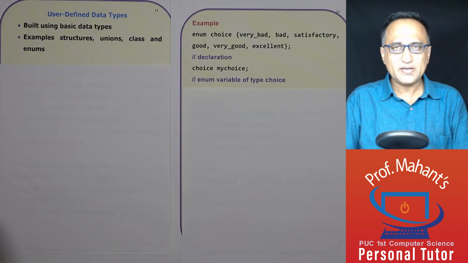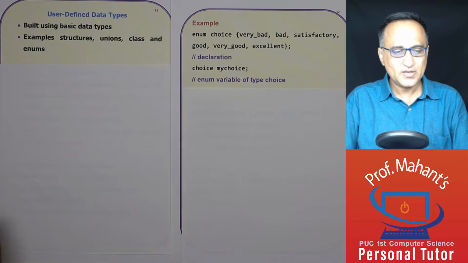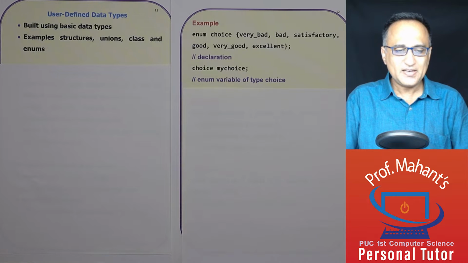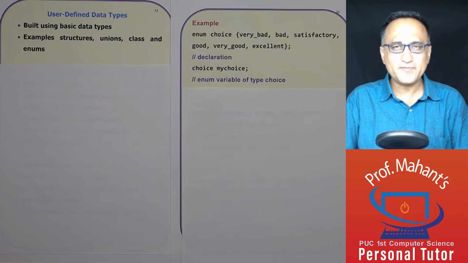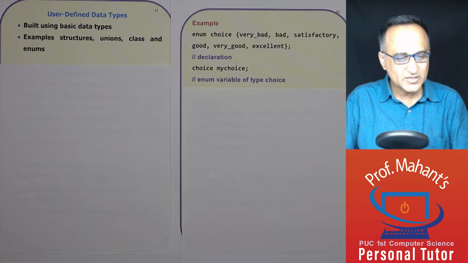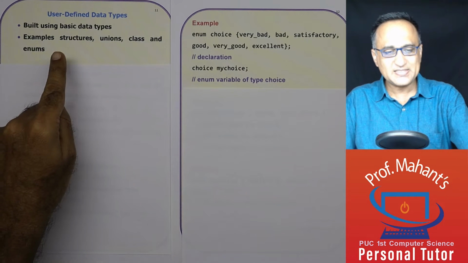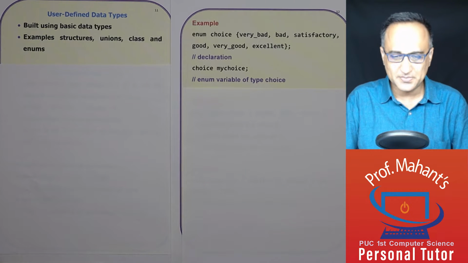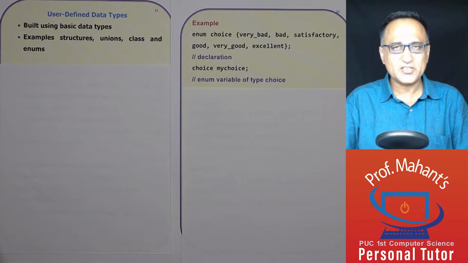We have examined the basic data types like int, float, char, double, and so on. These are known as the built-in or basic data types. Then there are user-defined data types, which we can create or build using the basic data types. Examples of them are structures, unions, classes, and enums. In this session, I shall be talking about the enum data type.